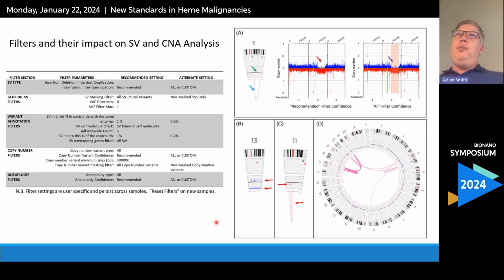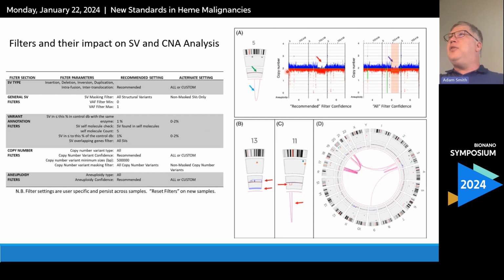We've also provided a table which really sets out what we think are the best filter settings, and we've given some advice about why we think those are the best filter settings, and when we think it's okay to actually loosen them up a little bit. One of those examples is when you're looking for deletions and they're at the threshold of what the software is able to call based on the confidence limits at the recommended setting.